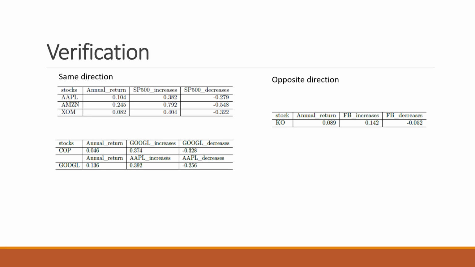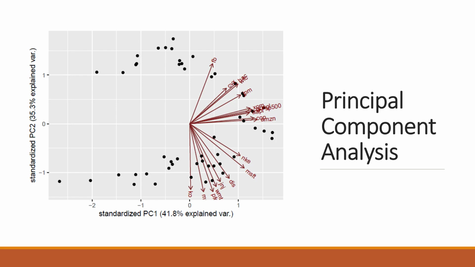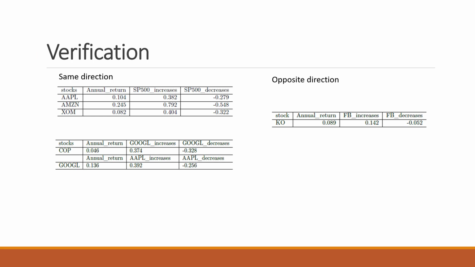Now let's look at an example of the opposite direction. So we can see from the previous plot, the Facebook plot, Facebook is pointing up, and Coca-Cola, the KO, is pointing down. And now we'll look at the return of KO. The annual return for KO is just 8.9%.